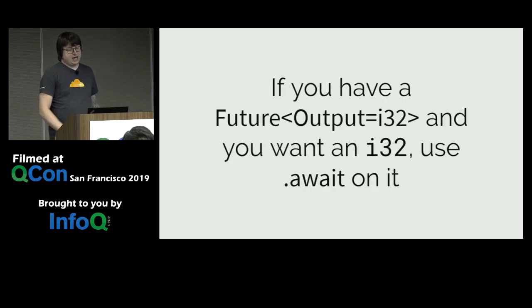And what that means is if you have some sort of future that you get from a library or from another async function, and you want to get that value out of it, you call await on that future. This can work with any future from any source. It doesn't really matter. That's how you pull the value out, by calling await.